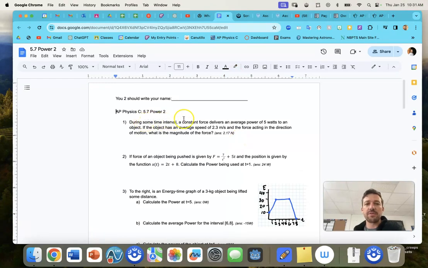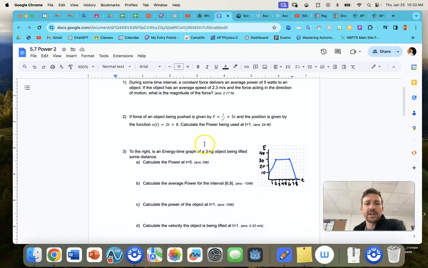During some time interval, a constant force delivers an average of 5 watts. That's power of an object. If the object has an average speed of 2.3 meters per second, that's velocity, and the force is acting in the direction of motion, what is the magnitude of force? So you can just use that formula right there, right? You have power, you are looking for force, and you have velocity. Looking at this one.